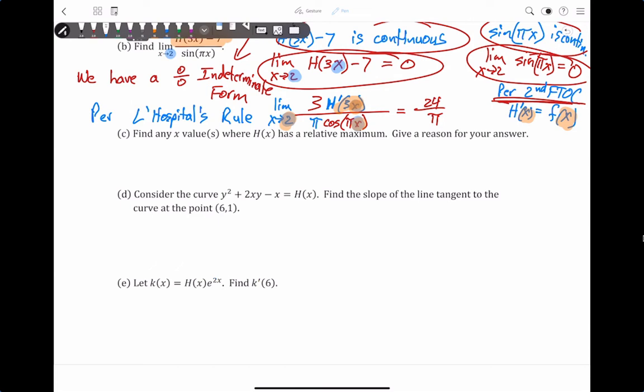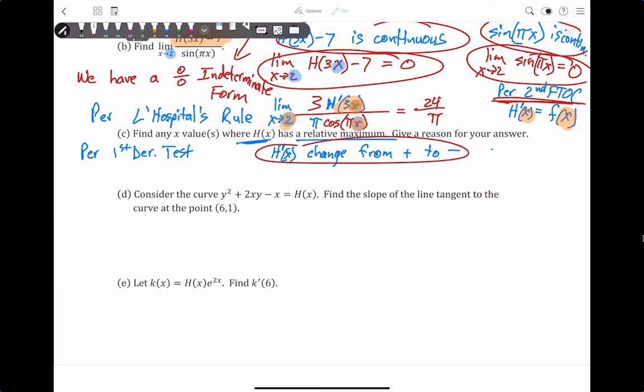Let's go to part C. It says find any x values where h of x has a relative max. Already I'm thinking, when does h prime of x change signs from a positive to a negative? That will show me per the first derivative test. Okay, so let me go ahead and write that over here. Per the first derivative test, I can find where that is occurring if I just analyze this criteria right here.